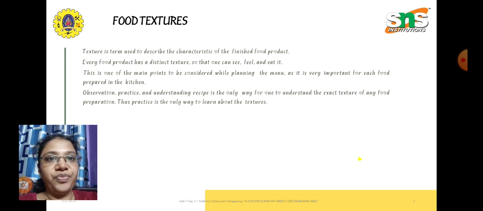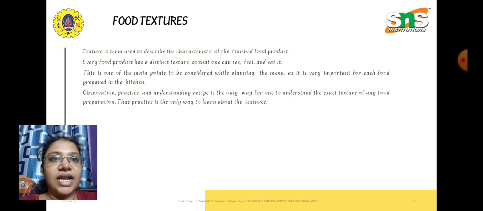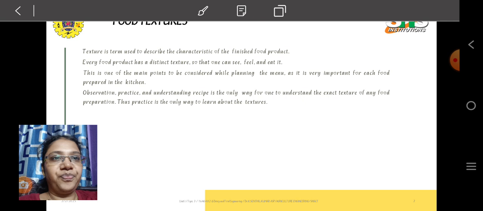prepare in our kitchen. So observation, practice and understanding the recipe is the only way to understand the exact texture of any type of food that we prepare. This practice is the only key to learn about the different types of texture of the food.